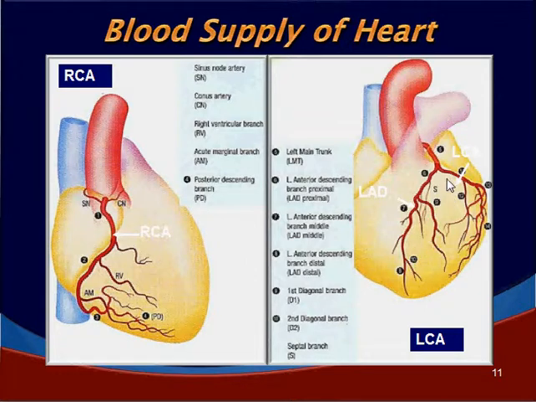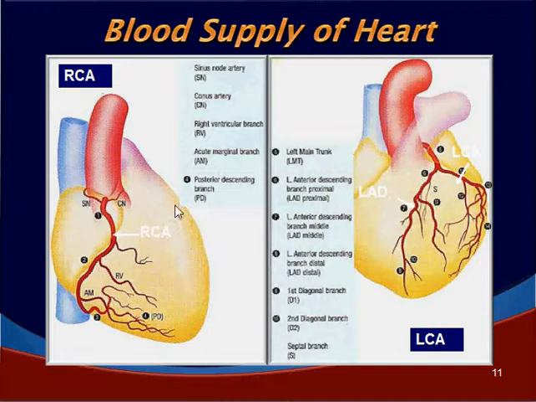The LCX, or left circumflex artery, winds around the heart and supplies the posterior part and also the lateral part of the heart. LAD supplies the anterior and lateral and septal part of the heart. This is the small septal branch from the LAD. So this is the left main, LCX and LAD.